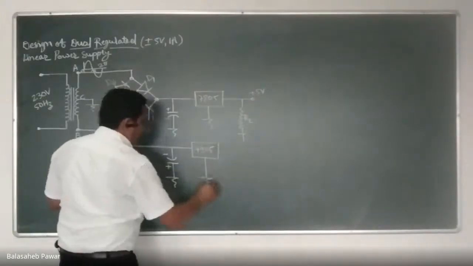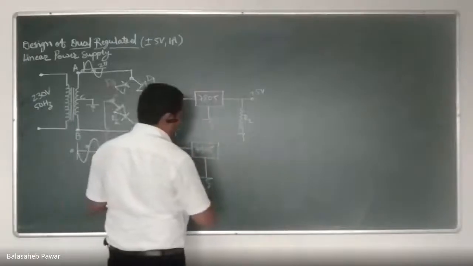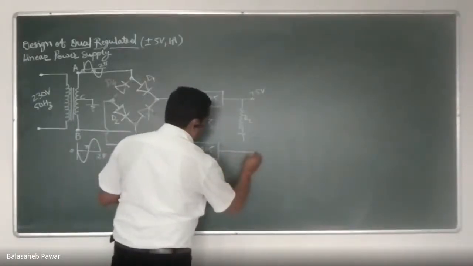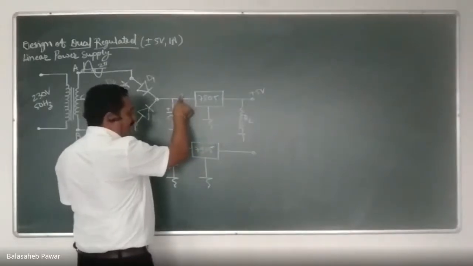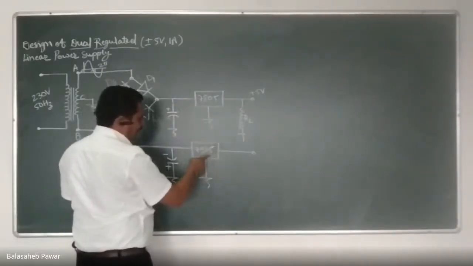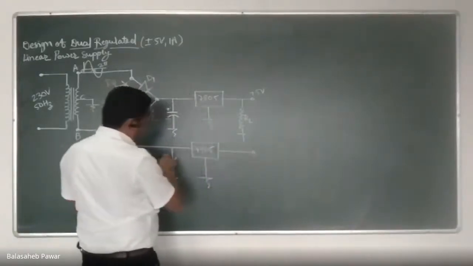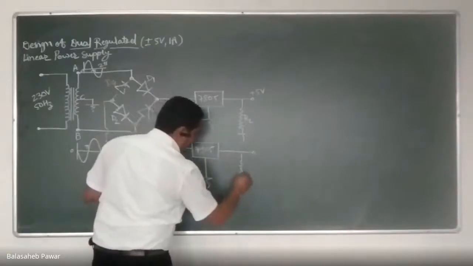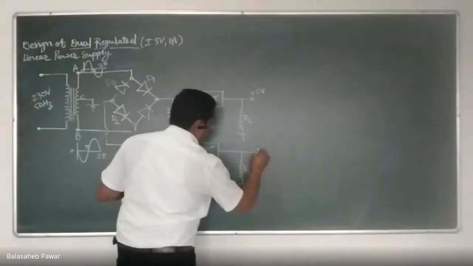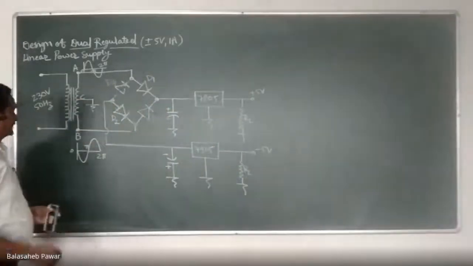Last time I already mentioned the input requirements of the 78 and 79 series. For the 78 series, the input should be unregulated positive DC, and for the 7905, it should be negative DC. You will observe we are applying negative DC as an input to the 79, and again there will be RL, so that it can generate minus 5 volt regulated. Is it clear?